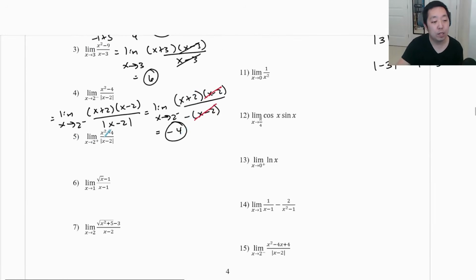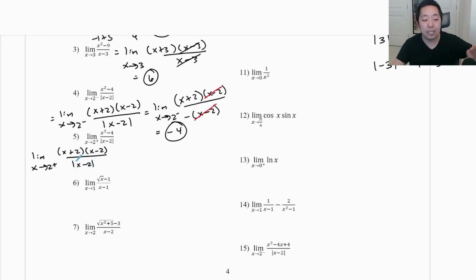Okay, how about this one? x approaches 2 from the right, right? Now, when you're doing the x plus 2, x minus 2, it's just factoring. Now, because you're approaching 2 from the right, the inside of the absolute value is already positive because you're approaching 2 from the right side. Number's bigger than 2. So number's bigger than 2, minus 2 is positive. So I can just drop the absolute value sign. And then these cancel. And then I can just plug in 2 and I get positive 4.